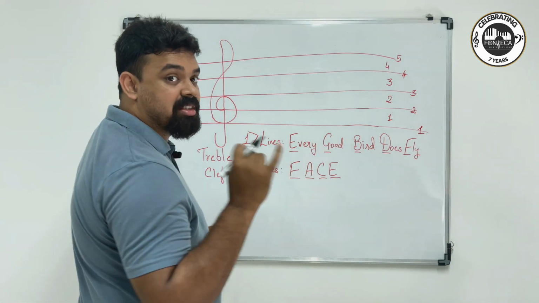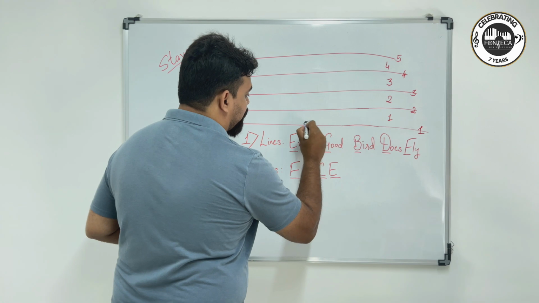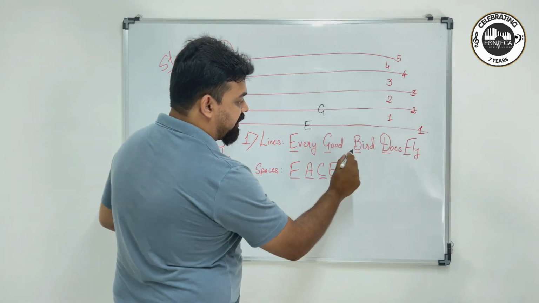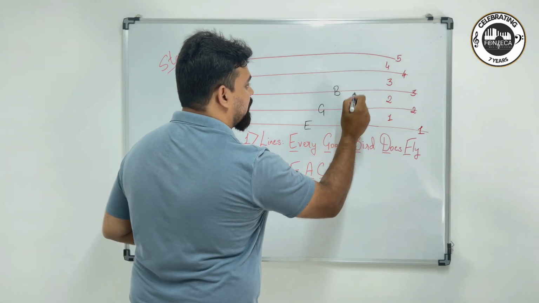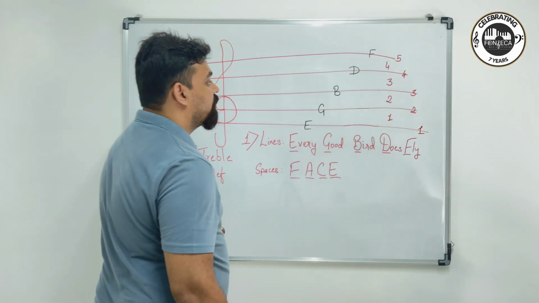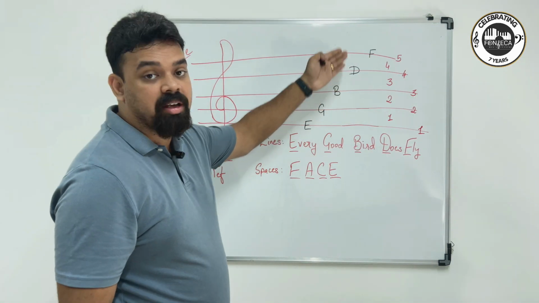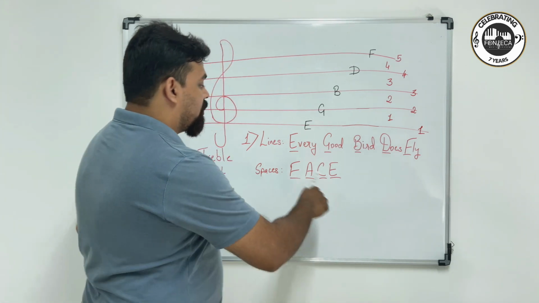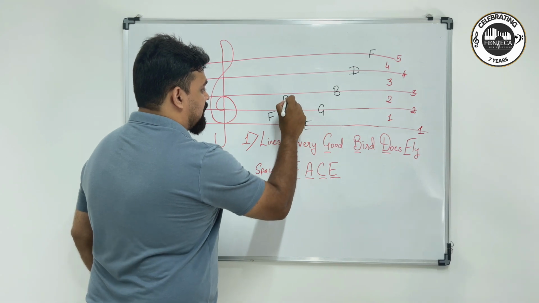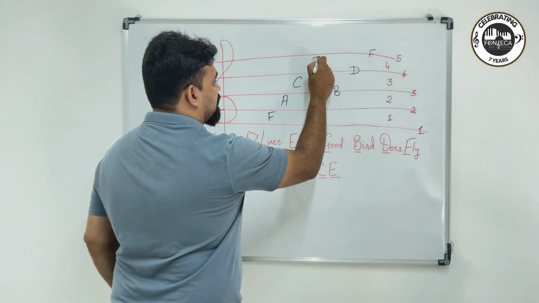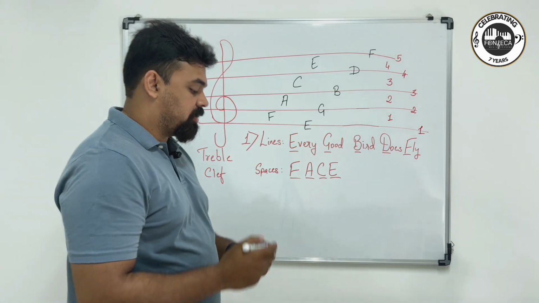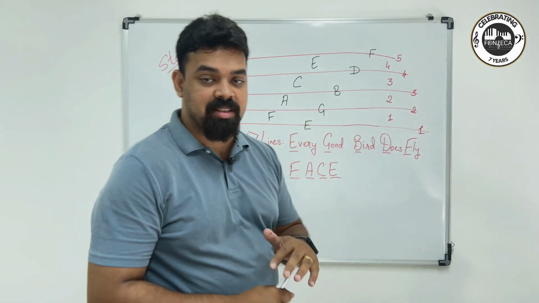So since every is the first word, E falls on the first line, G on the second line, B on the third line, D on the fourth, F on the fifth. Every good bird does fly. In the same way, for the spaces, F is in the first space, A is in the second, C is in the third, E is in the fourth. This is how the notes will fall on the lines and the spaces.